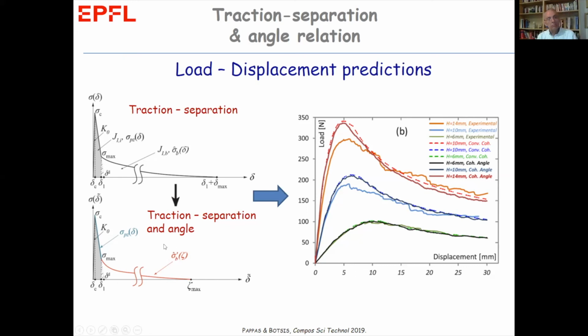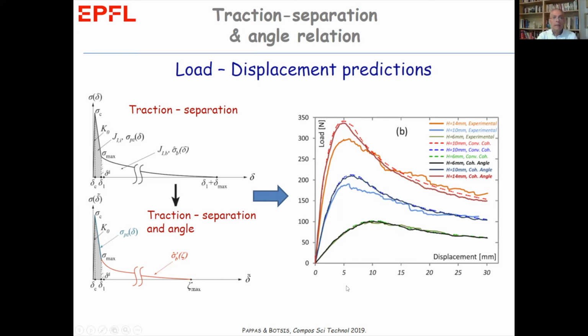We have now built a cohesive element that takes rotation, and with this cohesive element, a cohesive modeling approach to predict load displacement curves using this traction separation and angle relationship. It is shown here, compared with the traction separation that we've already done in the experiments. As you can see here, the response is quite good, again justifying that the way the angle has been taken into account is a realistic one.